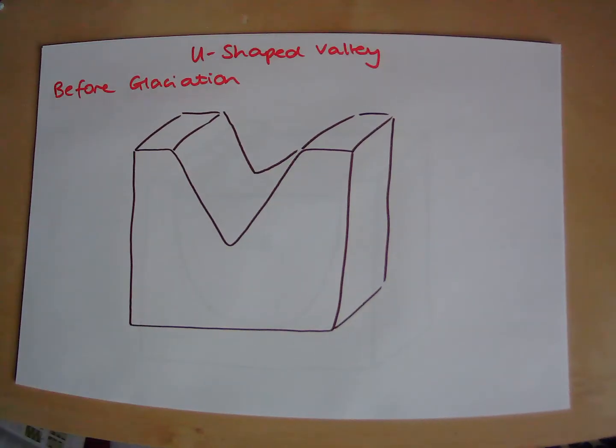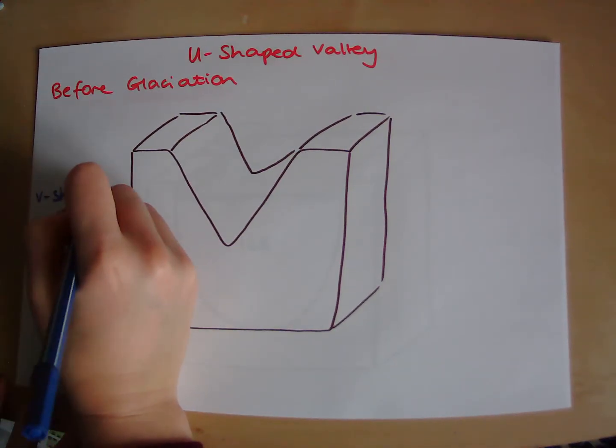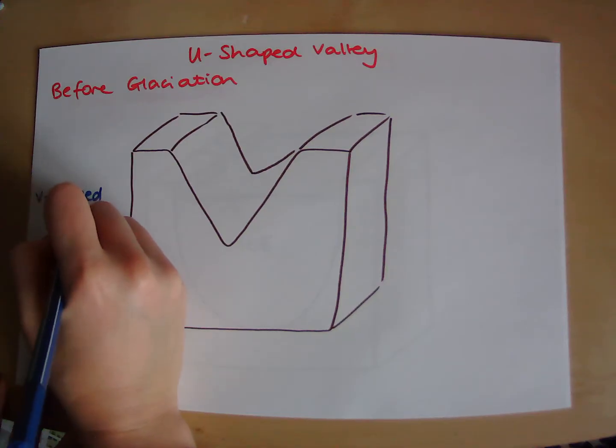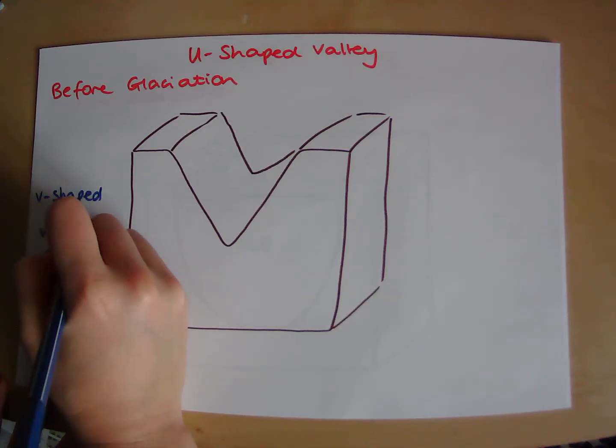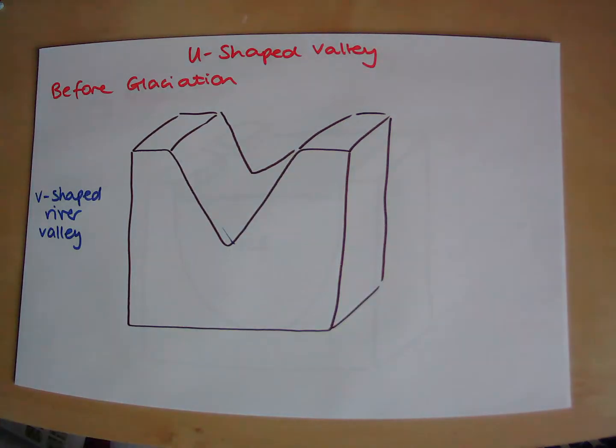This video explains the formation of a U-shaped valley. U-shaped valleys or glacial troughs are originally formed from river valleys which are shaped like the letter V. Initially you have a V-shaped river valley that looks a little bit like this. It has steep sides in the shape of the letter V, but a very narrow base.